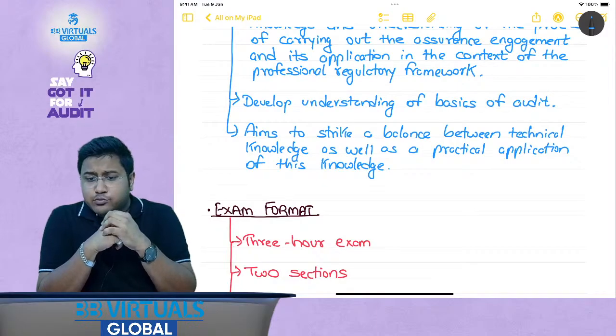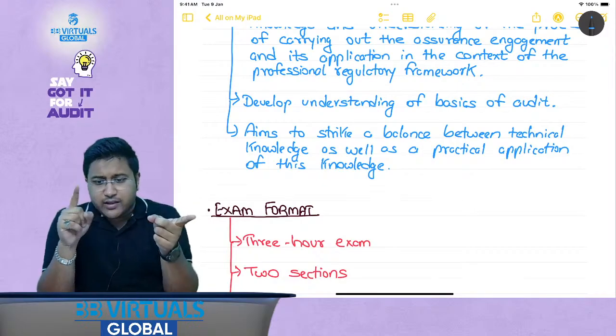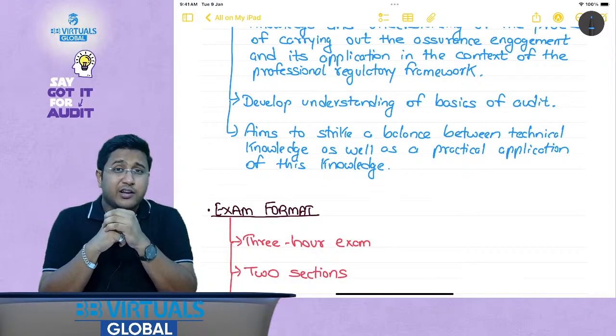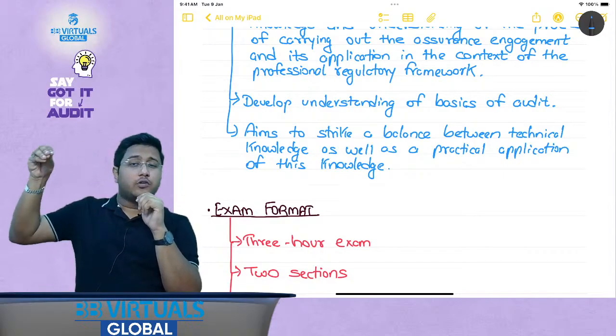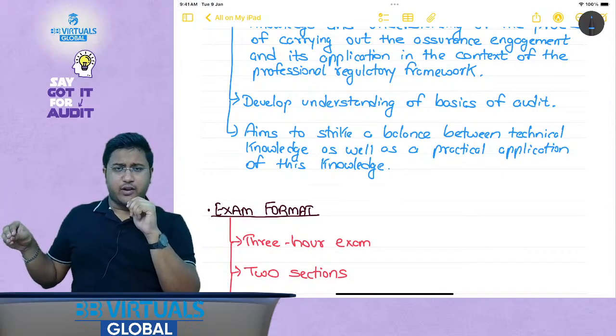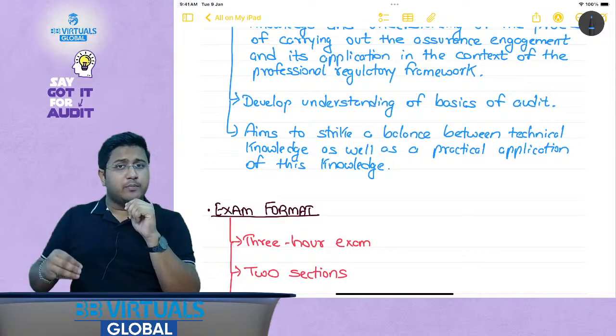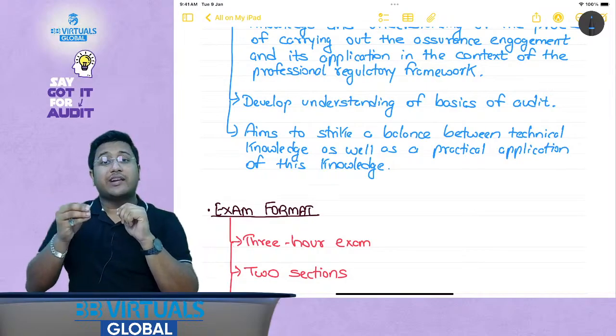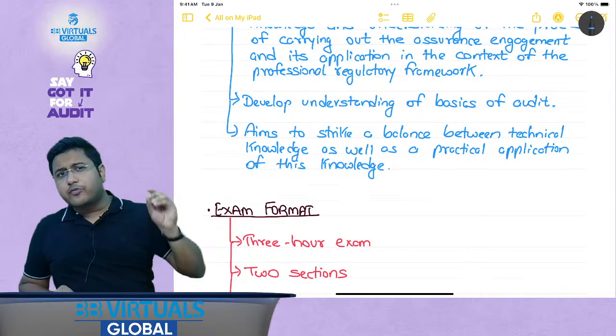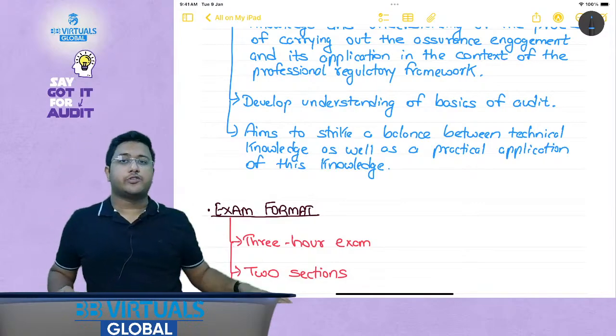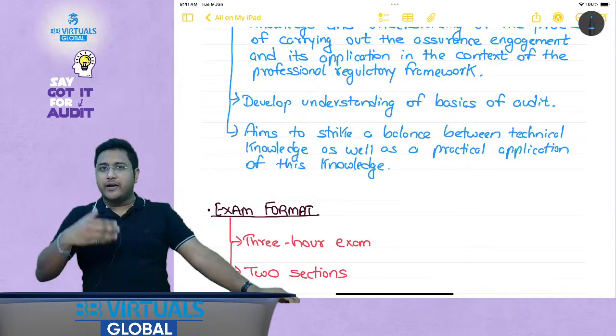Then it aims to strike a balance between technical knowledge as well as practical application of this knowledge. That is, you should not be only well versed with the technical text that is available. You should always be able to understand it and apply it to a real life scenario, and that is why some of your questions might be case study questions as well, be it in the MCQ format or in the descriptive format.